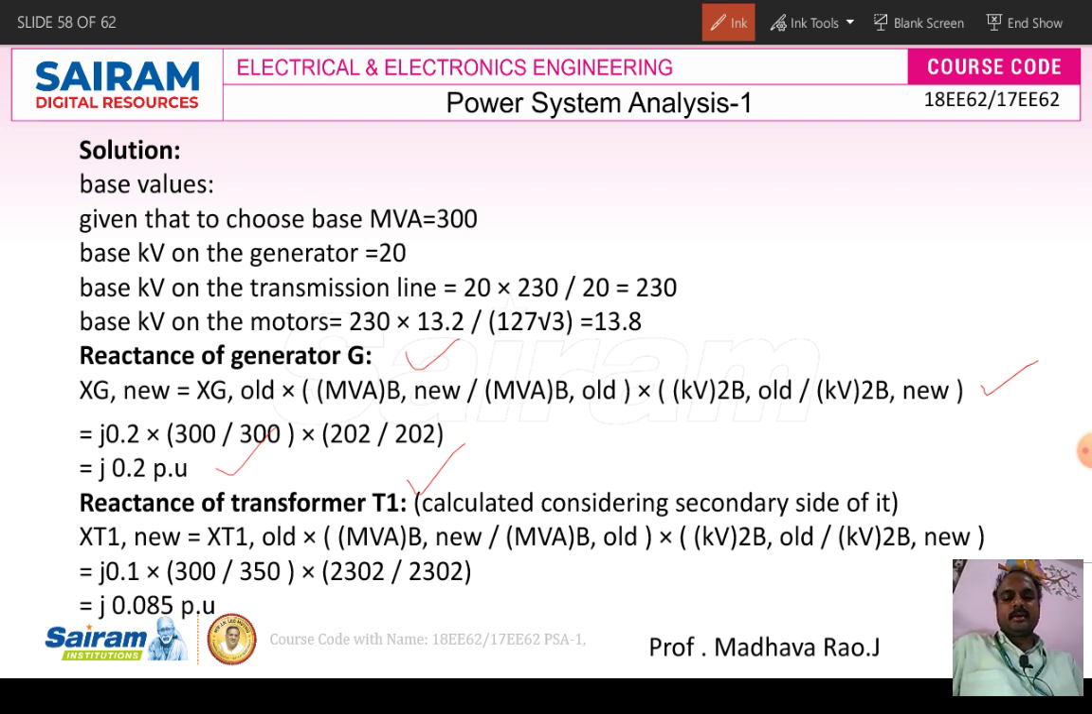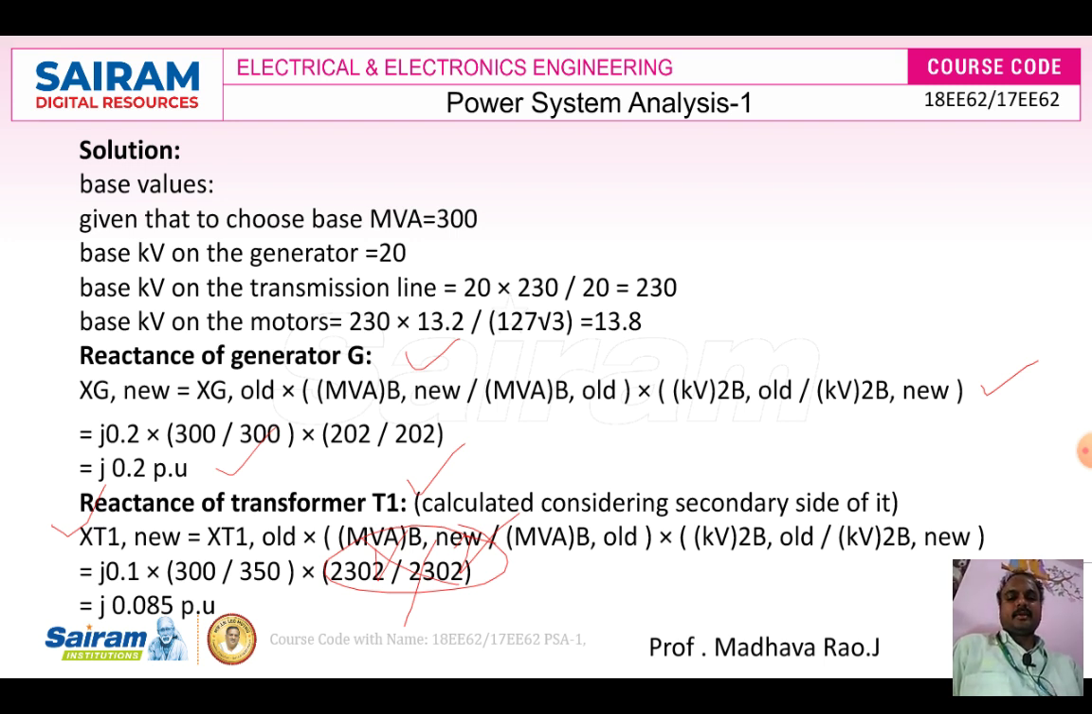For the transformer, consider the secondary side of it. So, now the reactance value of transformer 1 is: old value j0.1 into 300 by 350 into 230 squared by 230 squared. So, these cancel each other. So, now you will get j0.085 per unit. Okay. So, generator over, transformer 1 over.